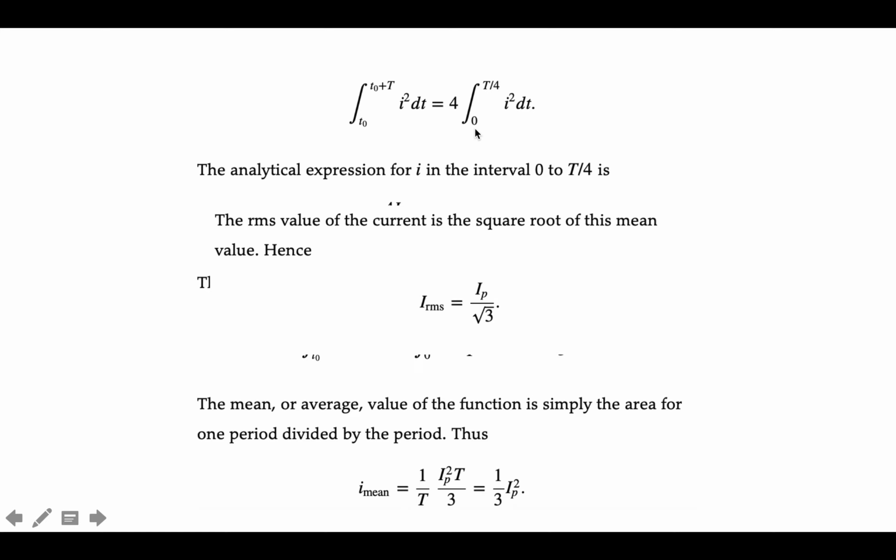Now you cannot do this all the time. We can do it in this problem because of the symmetry in the problem. This is not something you can do for every problem. There are occasions where you would have to break it up into multiple segments and do the integration, but in this particular case, no. All right, so if we take the integral of I squared dt over t over 4, we come up with the RMS value of IP over the square root of 3.